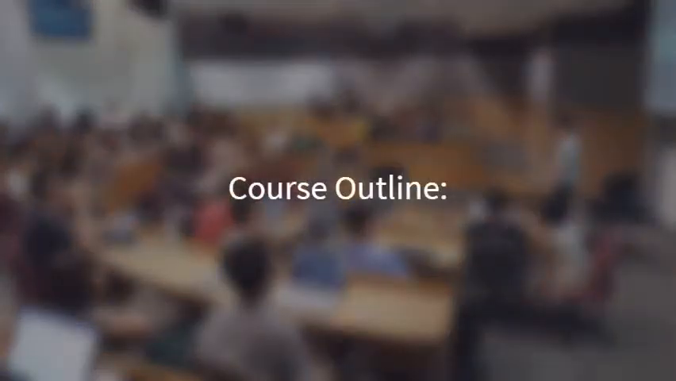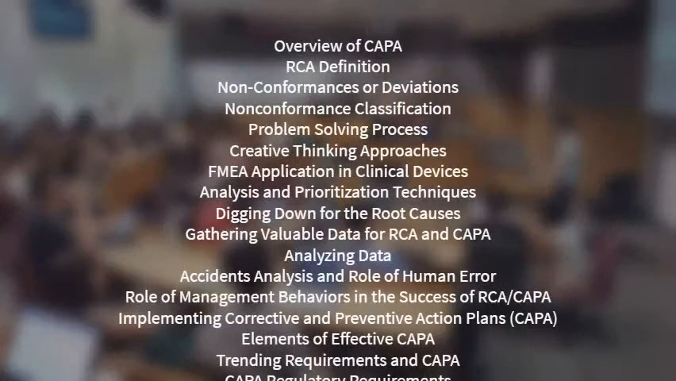Course outline. Overview of CAPA. RCA definition. Non-conformances or deviations. Non-conformance classification. Problem-solving process. Creative thinking approaches. FMEA application in clinical devices. Analysis and prioritization techniques. Digging down for the root causes. Gathering valuable data for RCA and CAPA.